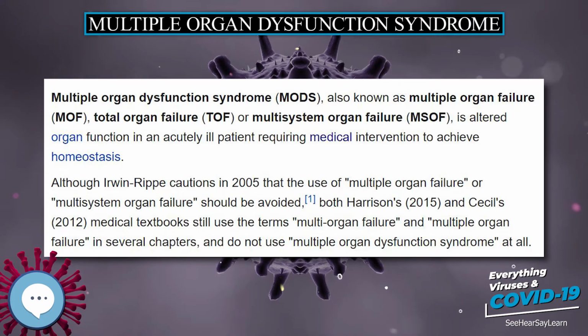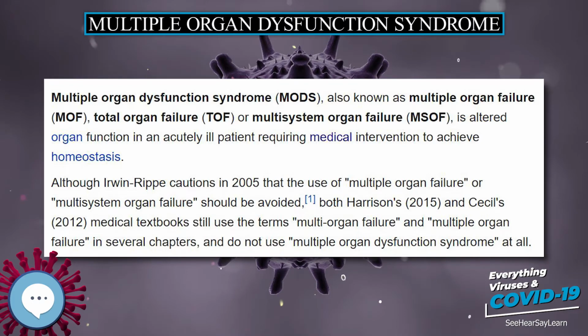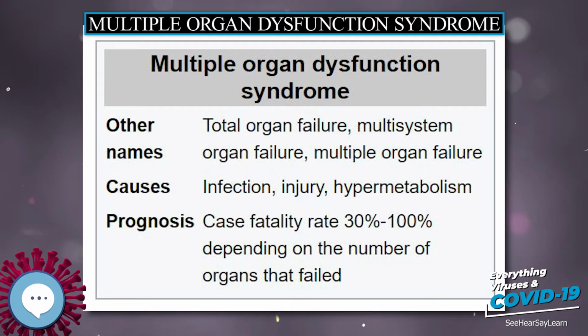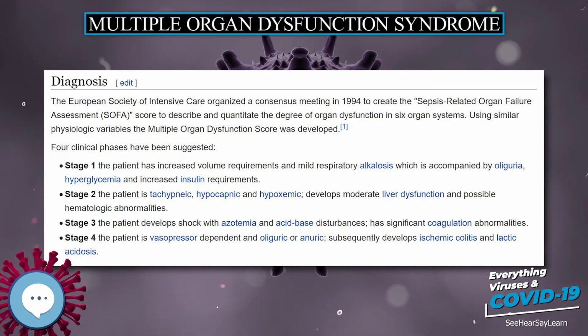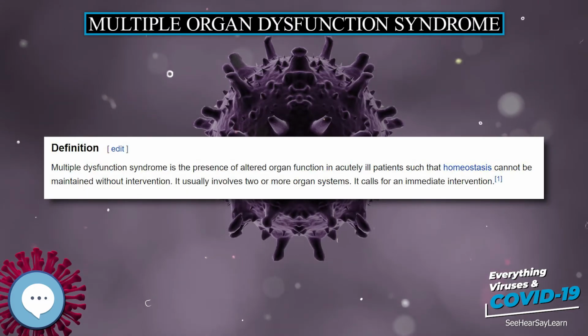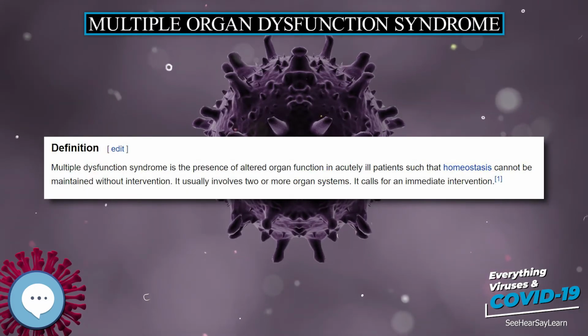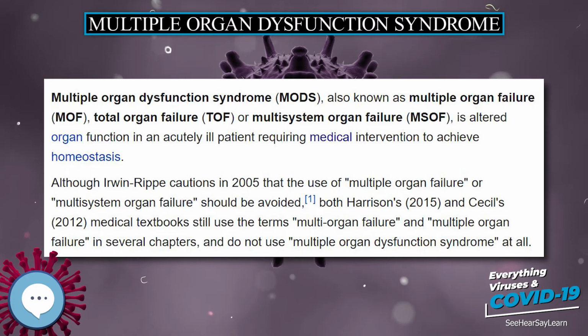Although Irwin and Rippe caution in 2005 that the use of multiple organ failure or multisystem organ failure should be avoided, both Harrison's 2015 and Cecil's 2012 medical textbooks still use the terms multi-organ failure and multiple organ failure in several chapters, and do not use multiple organ dysfunction syndrome at all.